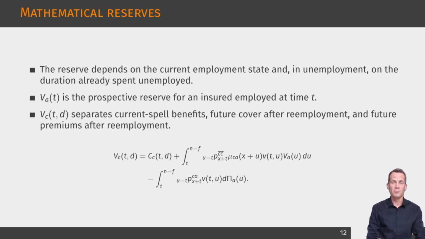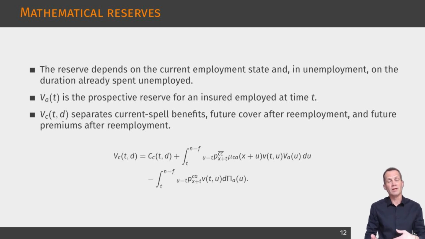If the insured is employed at time t, the reserve for the active state values future job losses that may occur after t, together with the premiums still payable while the insured remains employed. If the insured is unemployed, the reserve also depends on the duration already spent in unemployment. This is because the current spell may already be beyond the deductible period, may still be waiting for the deductible to expire, or may not be covered if it started during the waiting period.